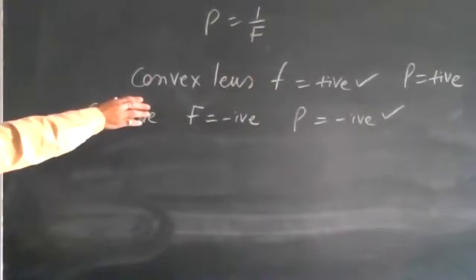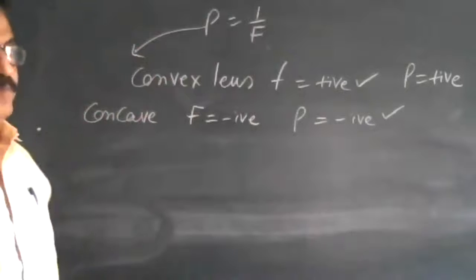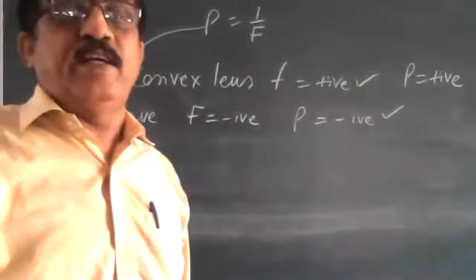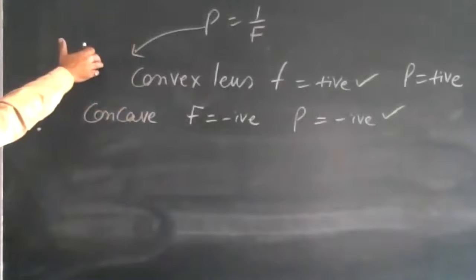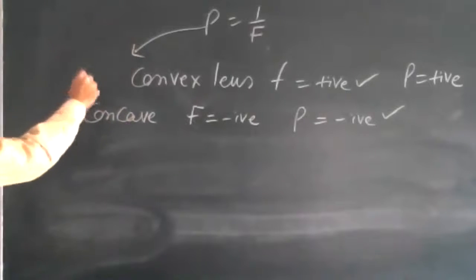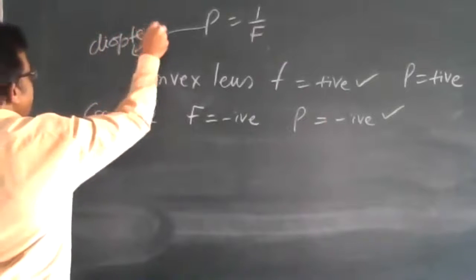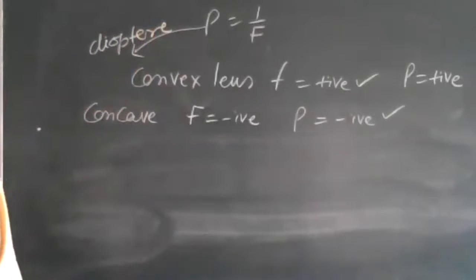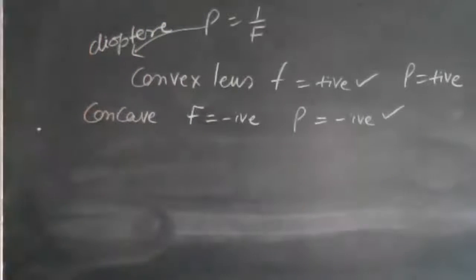SI unit of power of a lens. SI stands for Standard International. The SI unit of power of a lens is diopter. Write it down: the SI unit of power of a lens is diopter.